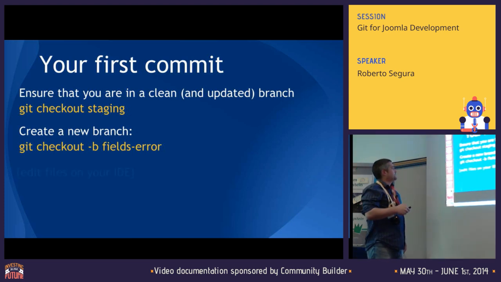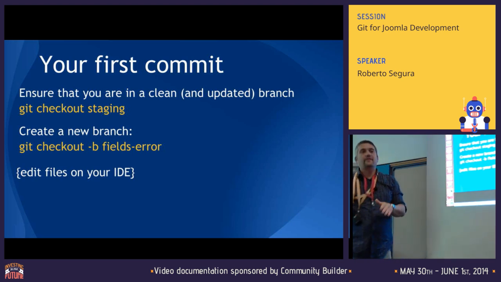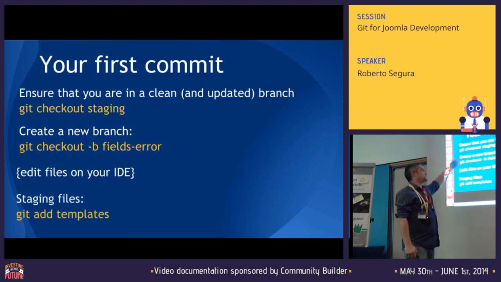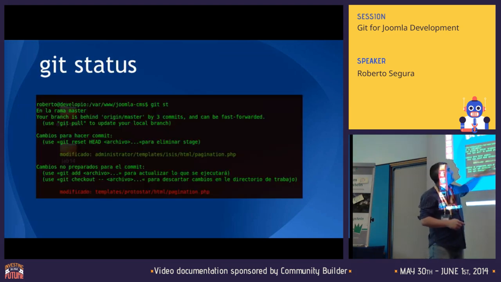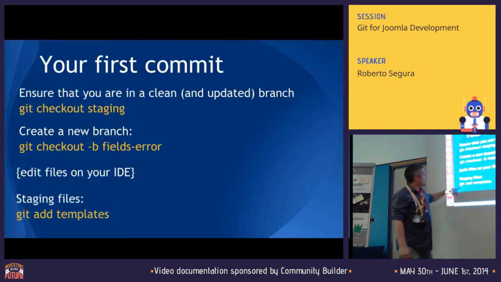We create the branch, then we will go to our IDE and start modifying the files. Git will track all the changes done in the files and then show us the previous window like this. You have modified these files, what would you want to include in the commit? And the way we add files to the staging is with git add.